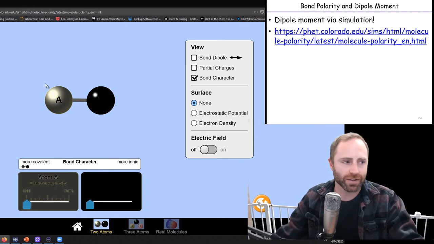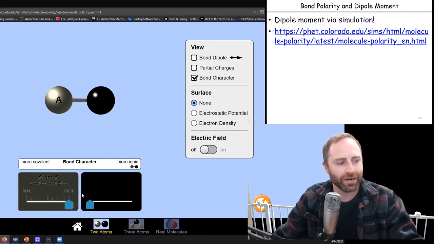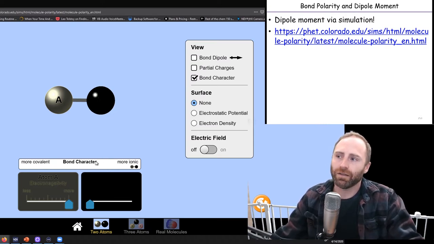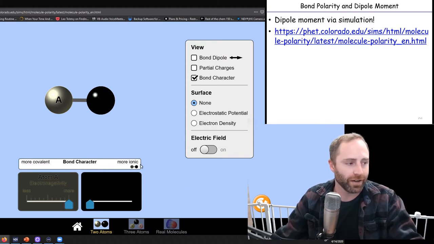Okay, let's start playing with some stuff. Let's change the electronegativity of atom A. And let's just, for an extreme, go all the way and say that atom A is highly electronegative compared to atom B. First off, down here in our bond character, we have shifted to be way more ionic in character. The bigger the difference in electronegativity, the more like an ionic bond you'll be.